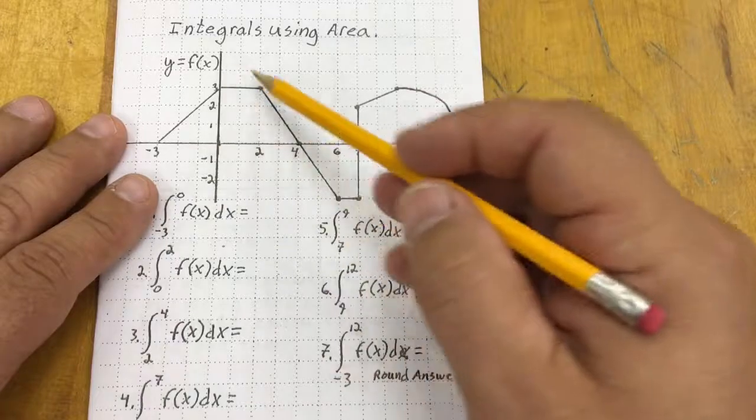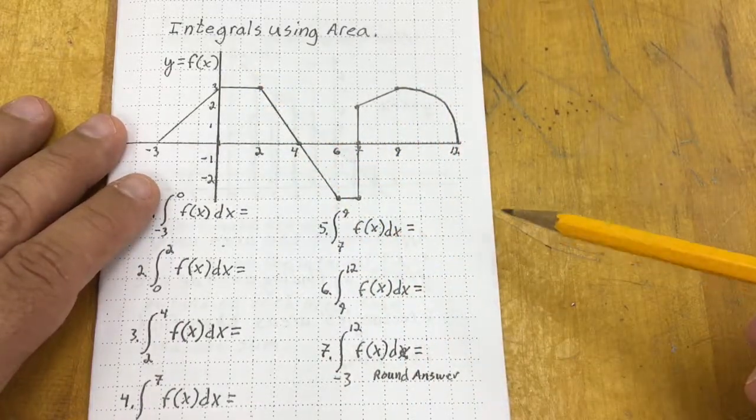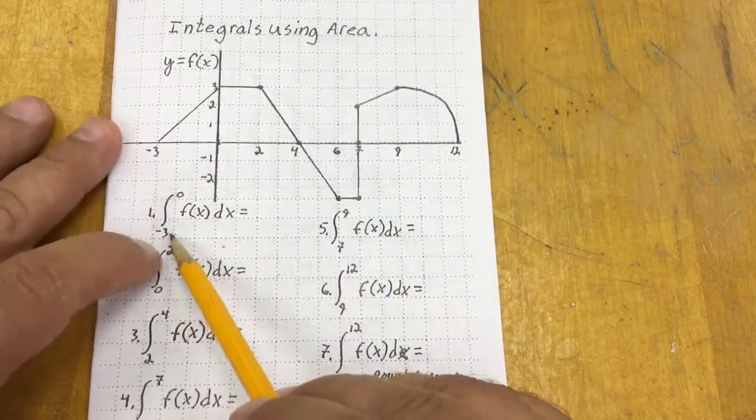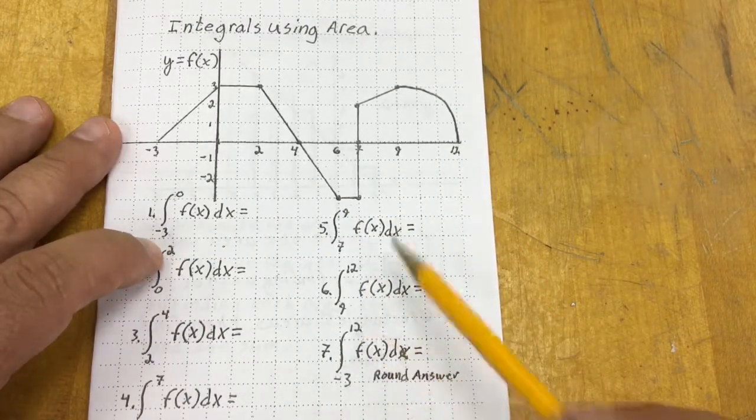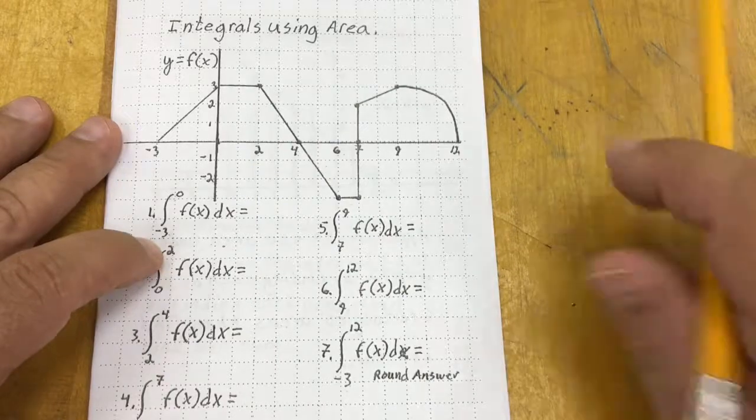But I just want to say that this whole shape is called f of x. And it starts at negative 3 and ends way over here at 12, okay? From negative 3 to 12. And I want to find the combined areas, or individual areas.